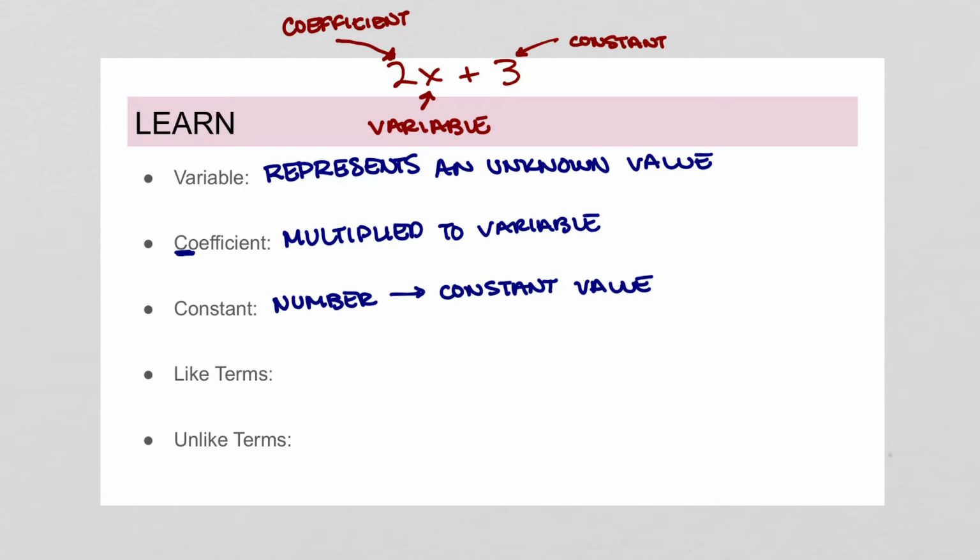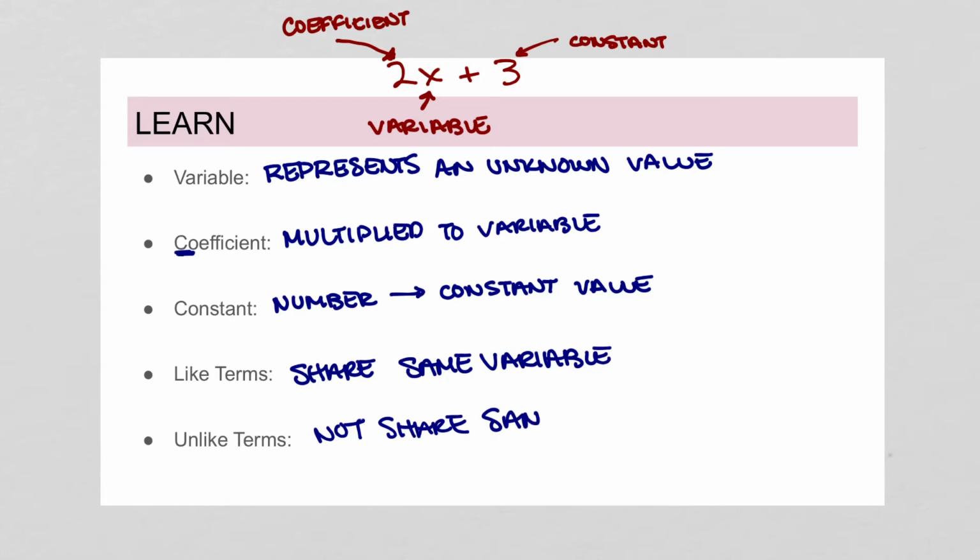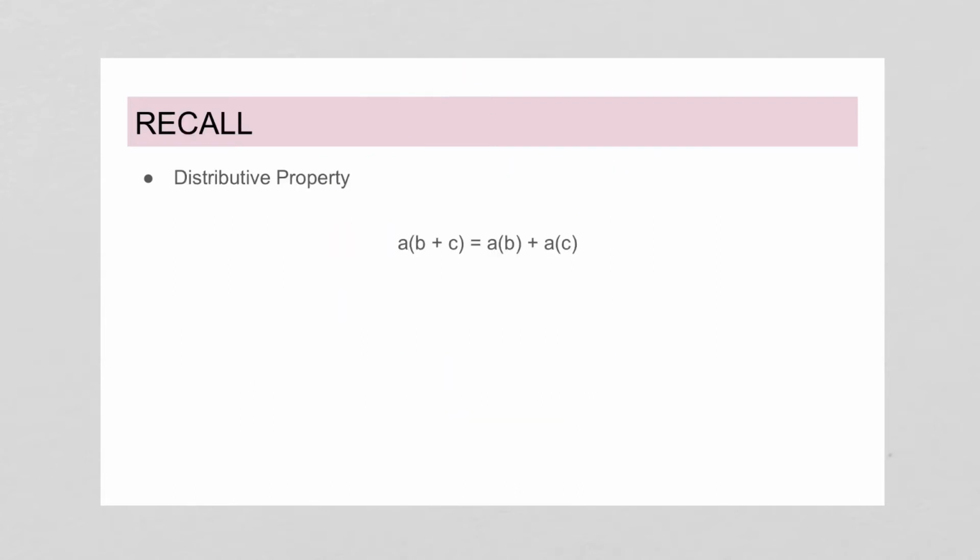Okay, and when we talk about like terms, that means they share the same variable. And if it's a like term, it shares the same variable, we can conclude that an unlike term does not share the same variable. All right, so those are all very important keywords that we're going to be using throughout the coming weeks, and I want you to become very comfortable with them.